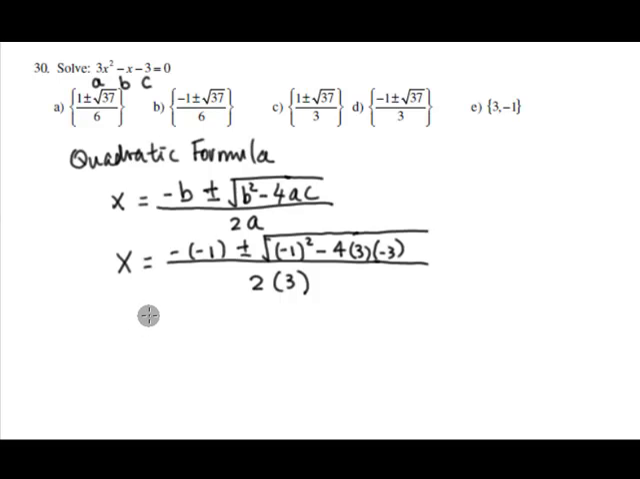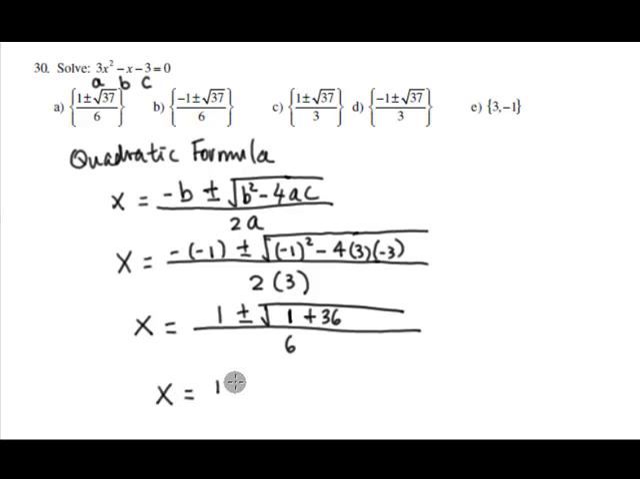Next thing I need to do is simplify further. Okay, minus minus is going to give me just a 1. Negative 1 squared means negative 1 times negative 1. I'm going to get 1. Here, I'm going to go left to right in terms of multiplications. Negative 4 times 3 is negative 12. Negative 12 times negative 3 is positive 36. 2 times 3 is 6. So x equals 1 plus or minus radical 37 over 6.